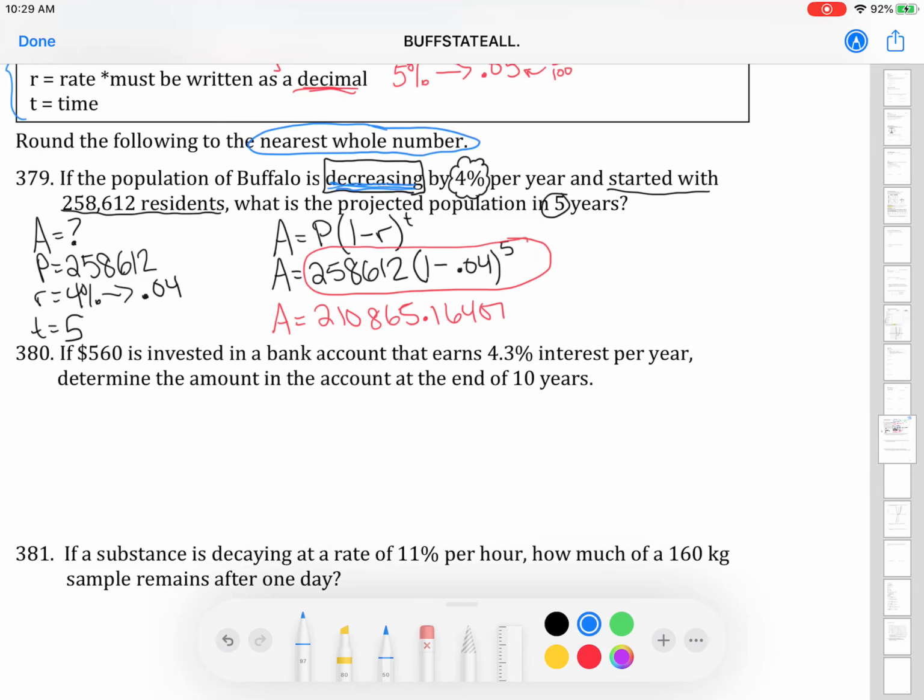And it does say at the top to round to the nearest whole number, but try and think about what we're working with here. We're working with people. You want it to be the nearest whole number anyway. So it's going to be 210,865 residents.